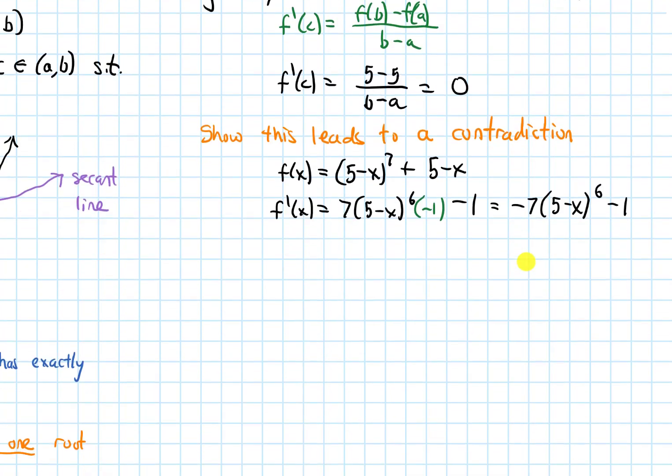All right, so I want to be able to show that this derivative is never going to be equal to 0. So I can actually just logic that out. There are a few different ways I could approach it, but one is I can use some logic. Because I have this whole thing being raised to an even power, that is definitely going to be greater than or equal to 0. And because that's greater than or equal to 0, when you multiply it by a negative number like negative 7, negative 7 times 5 minus x to the 6th will be less than or equal to 0.